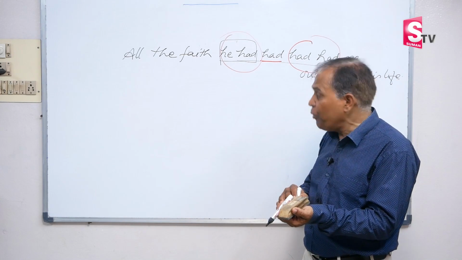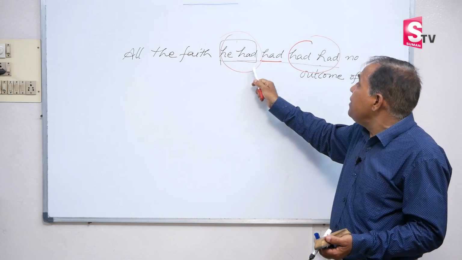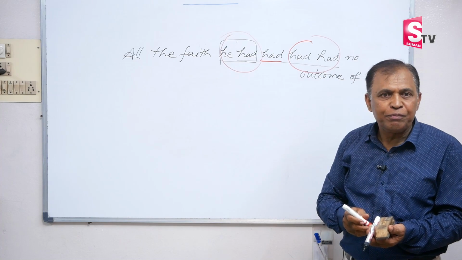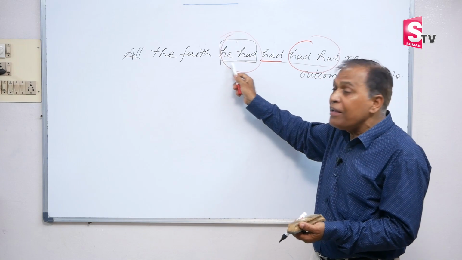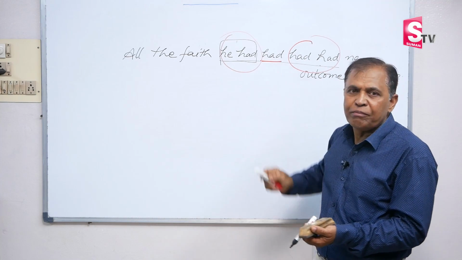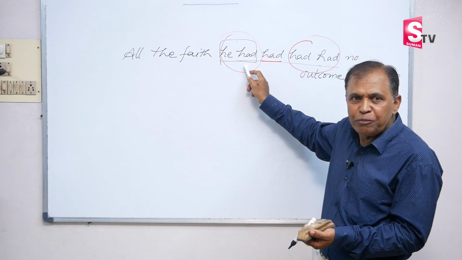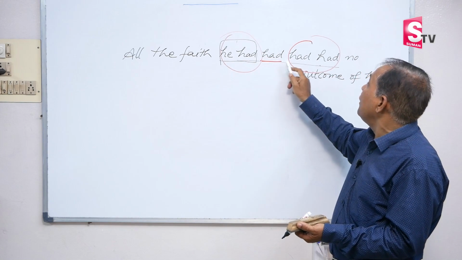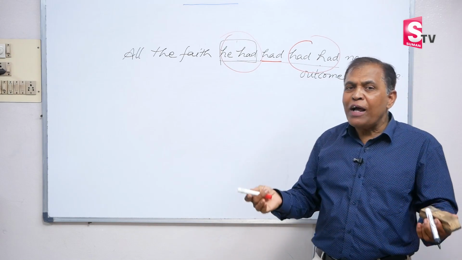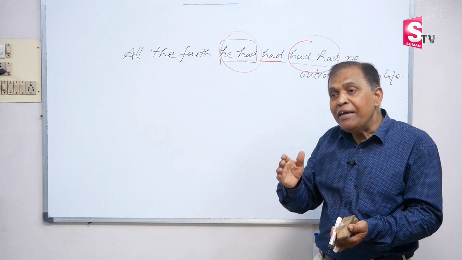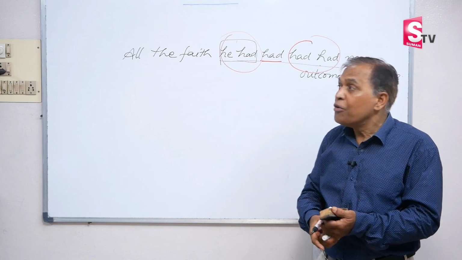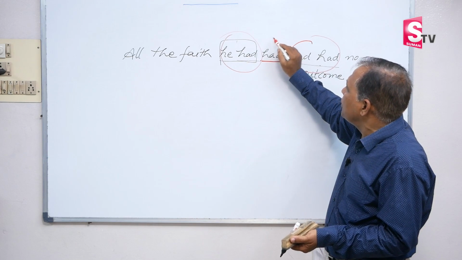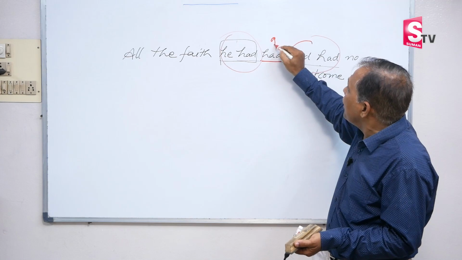How do we read it like this now? All the faith he had had had no outcome of his life. That means all the faith he had. So the first one is the helping verb. That means the faith he had. Had no outcome. Normally two would be enough to write. All the faith he had got no result. So when you say all the faith he had got, all the faith he had, that means he had got.